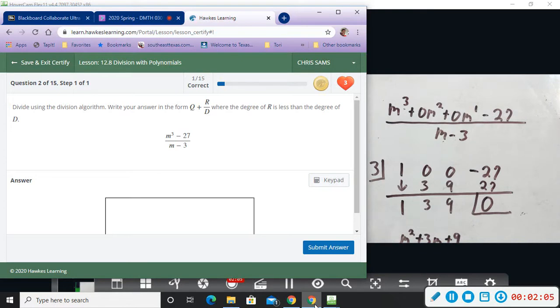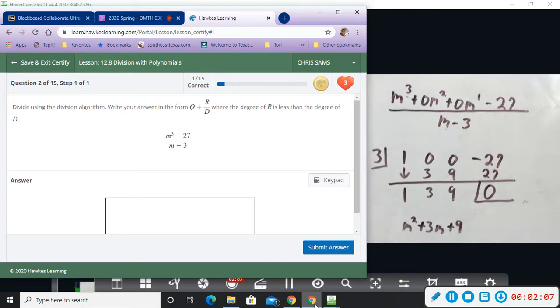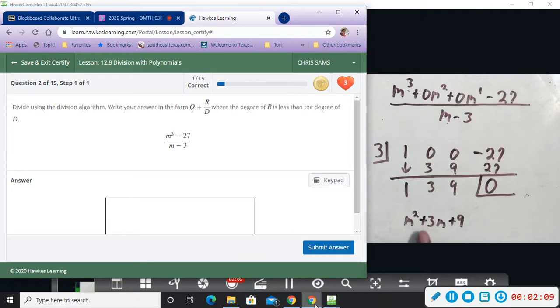The 1 is understood, so you just have m squared plus 3m, and whatever sign you have here is the sign you put here. If it's positive, put plus. If it was negative, you would put a minus. Okay, so we get m squared plus 3m plus 9.